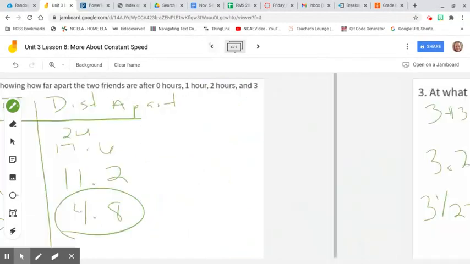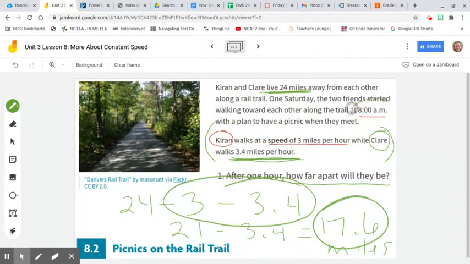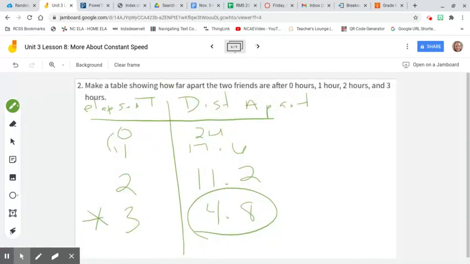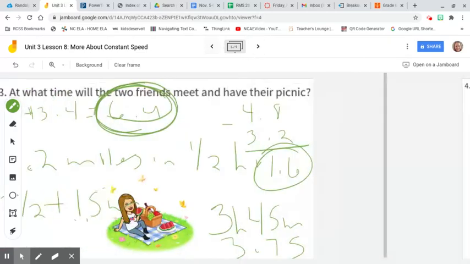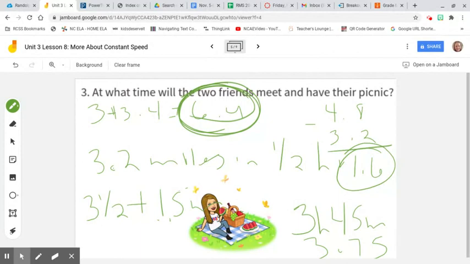Now, if we go back to the beginning, they started at 8. Okay. So if they started at 8, and I'm going to do some work down here on this bottom, and I'm going to change it to red. Okay. So that's 8, 9, 10, 11. That's my 3 hours, and then 45 minutes. So at 11:45 a.m., they will meet.